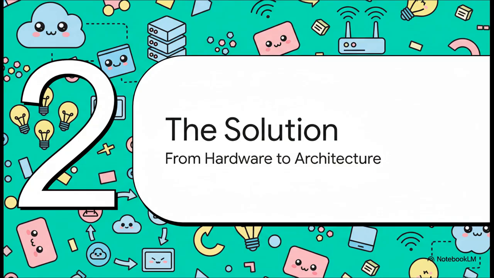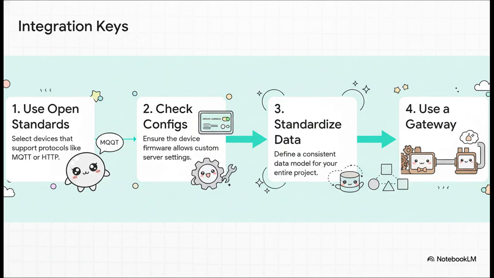We have to stop thinking about the device first. We have to start thinking about the entire end-to-end architecture before we even think about buying the hardware. And this kind of architectural thinking really leads to 4 key principles.